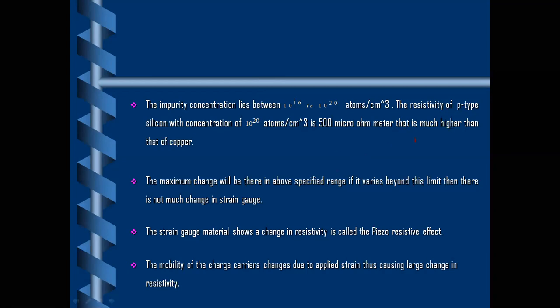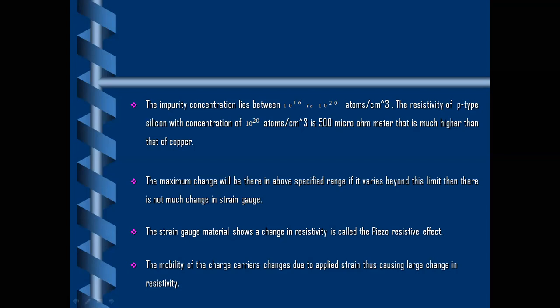The maximum change will be there in the above specified range. If it varies beyond this limit, then there is not much change in the strain. What does it mean? Though the maximum change in the range takes place, there will still not be much change in the resultant output of the strain.